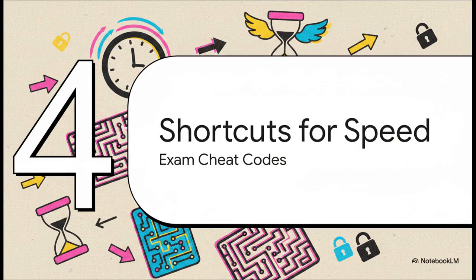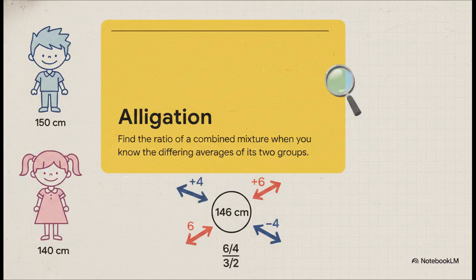All right, let's dive into Section 4, Shortcuts for Speed. These are your exam cheat codes. Okay, this first one is pure gold, the alligation technique. It completely bypasses all that complex algebra. Say a caselet talks about combining a group of boys who average 150 centimeters tall with a group of girls averaging 140 centimeters, and the overall class average comes out to 146.